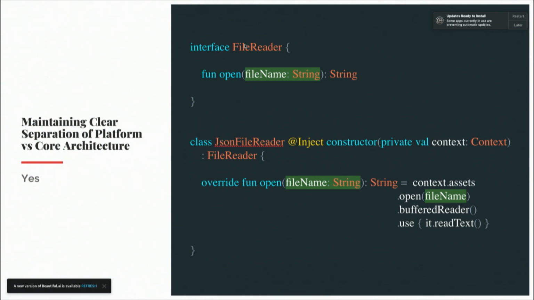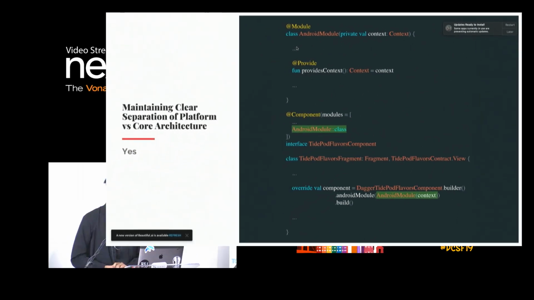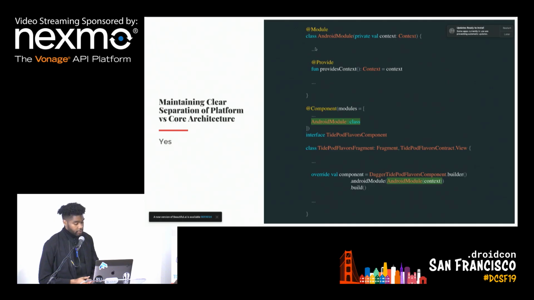So since this reader depends on context, now we need a way to define this context dependency inside of our code base while also not coupling our code with Android SDK components. So when we're thinking about maintaining clear separation, an easy way to do this is to explicitly define your platform module. So your platform module is going to provide all of your Android dependencies, context, resources, all of that. And this also forces you to explicitly state that your module depends on Android somewhere. And in this case, it depends on context for the JSON file reader.